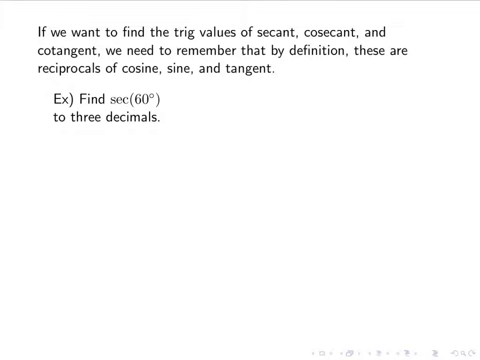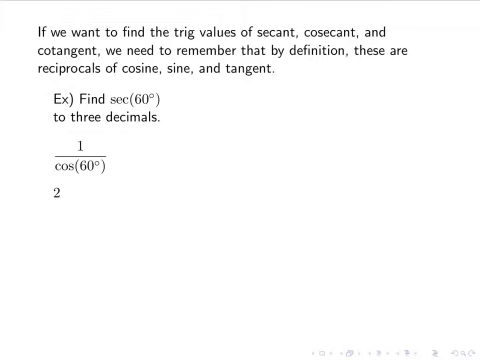So if I want to find something like secant of 60 degrees, I'm going to remember that secant is the reciprocal of cosine. So I'm going to find 1 divided by cosine of 60 degrees. So remember, I am putting in cosine of an angle. The angle is degrees. And then I'm taking the reciprocal. I am not doing cosine of 1 over 60 degrees. Because 1 over 60 degrees is not an angle. It's not anything. So I cannot plug that into cosine. So if I do 1 divided by cosine of 60, I get 2.